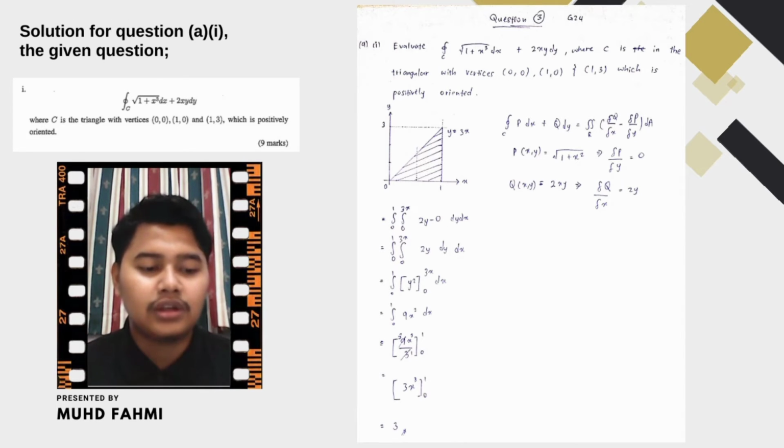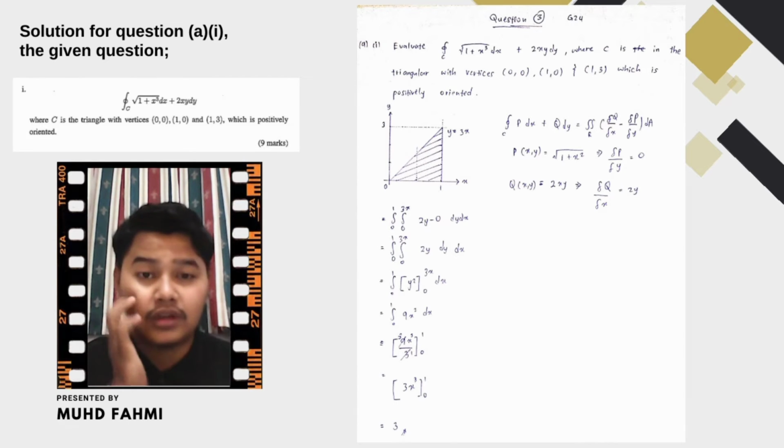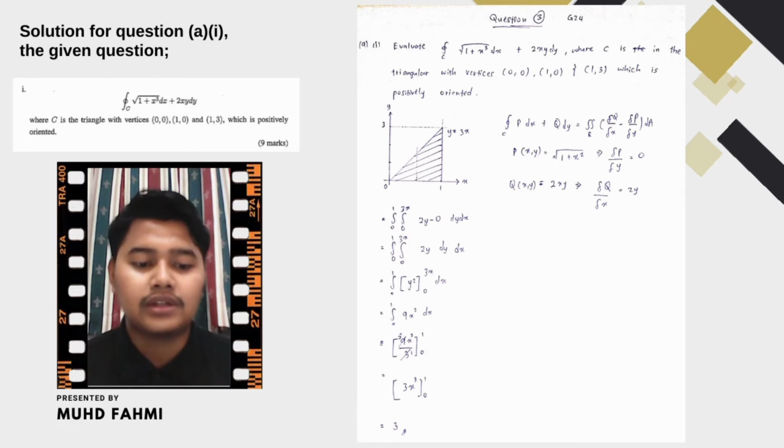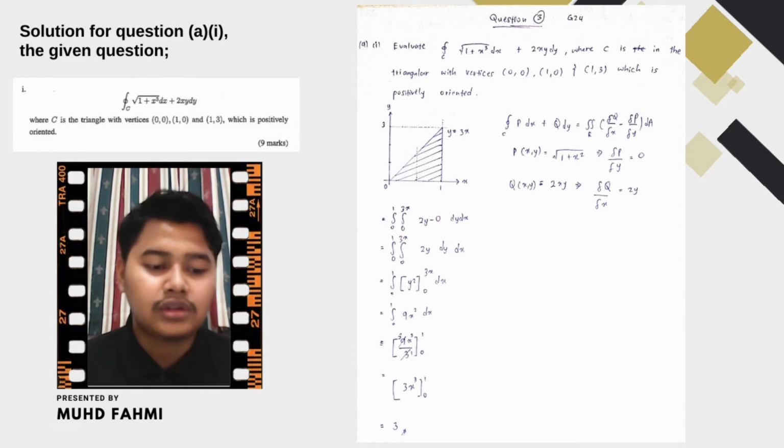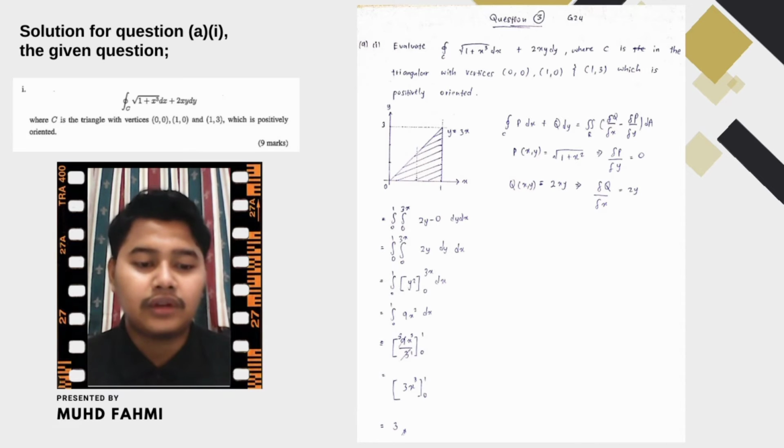So we use the equation of Green's theorem, which is the integral of P dx plus Q dy equals the double integral of the derivative of Q over the derivative of x minus the derivative of P over the derivative of y dA. For P, we have 1 plus x to the power of 3, so we differentiate with respect to y, and the answer is 0. For Q, we have 2xy, so we differentiate with respect to x, and we get 2y.